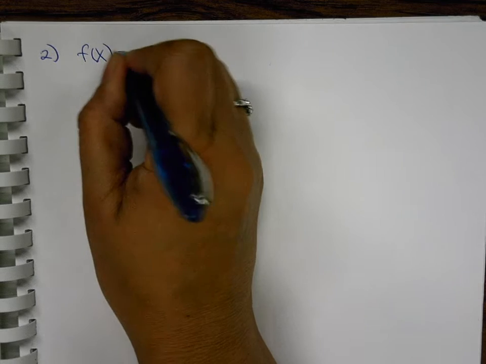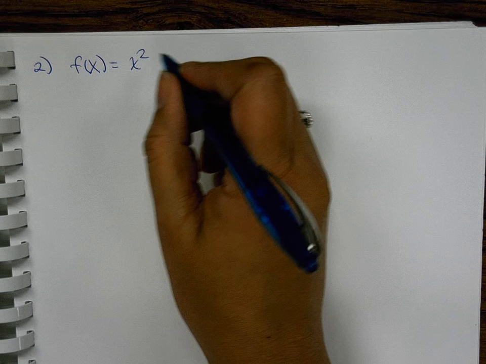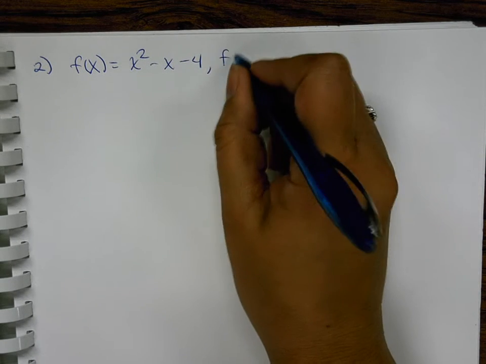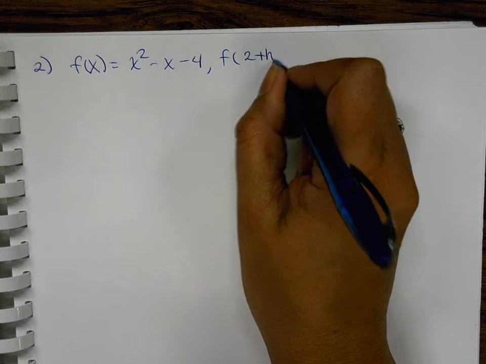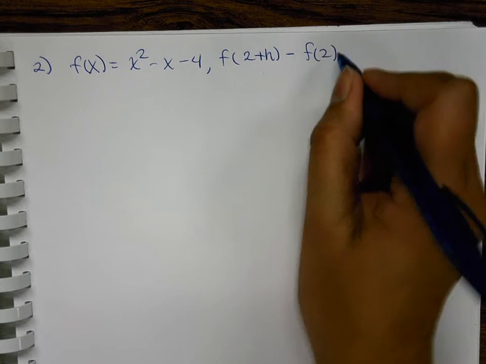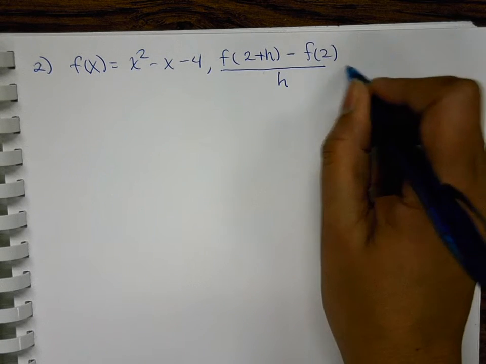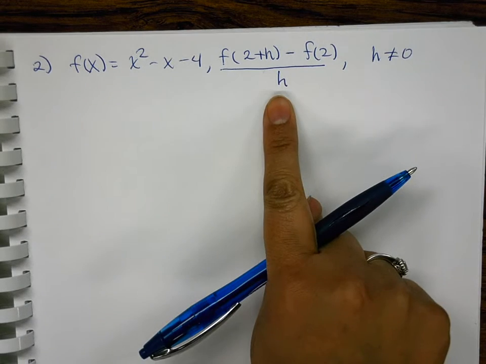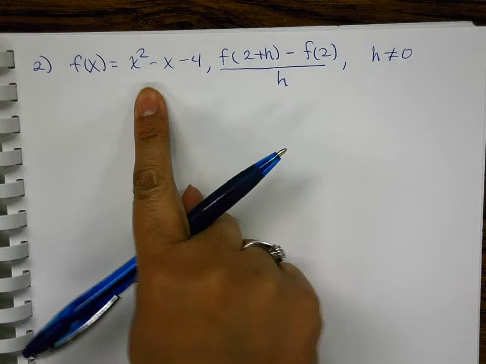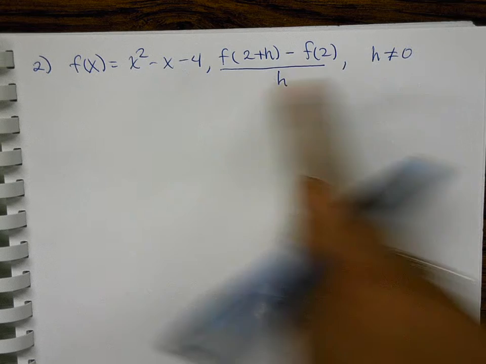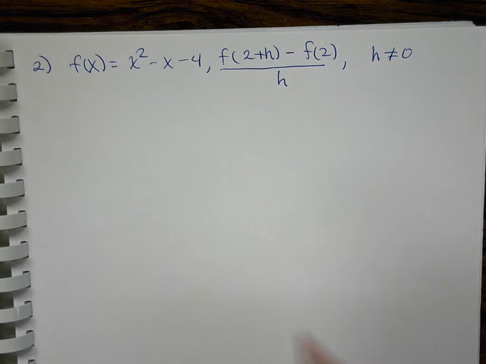Number 2. F of x equals x squared minus x minus 4, comma, f of 2 plus h minus f of 2 all over h, comma, h cannot equal 0. Again, that's just there as a reminder. Here's the function. Here's the difference quotient. We're going to take this and plug it in.